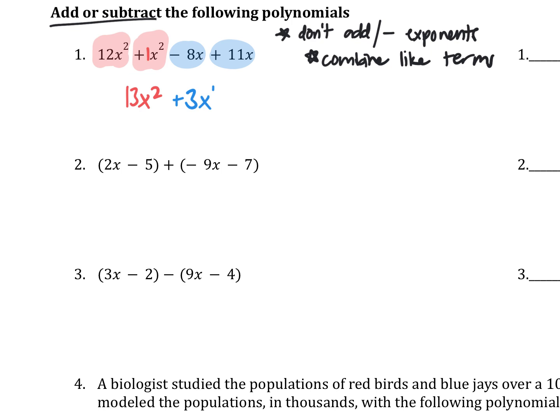Looking at number 2, we are adding these two things together. Okay, so I'm taking 2x plus negative 9x, which would give me negative 7x. And then I'm taking negative 5 plus negative 7 to give me negative 12.